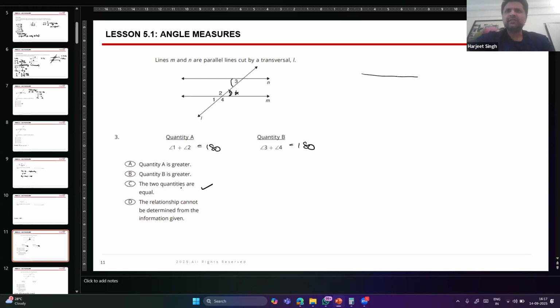So once again, parallel lines cut by a transversal, the opposite angles created are equal. And that's what we are using here. Should I proceed?